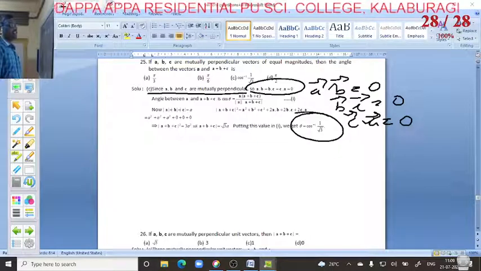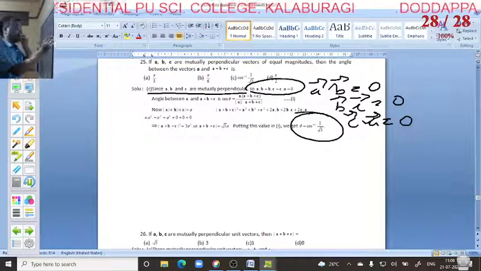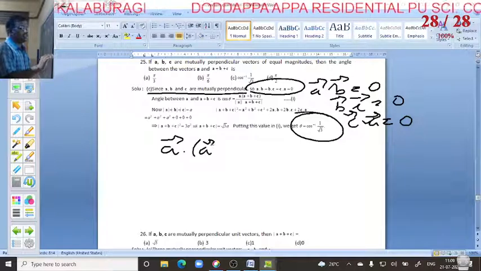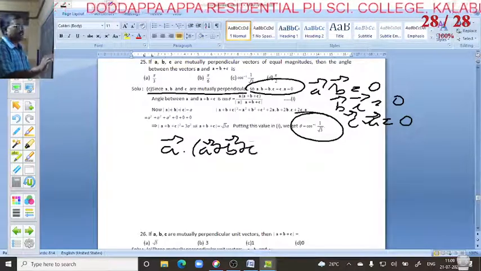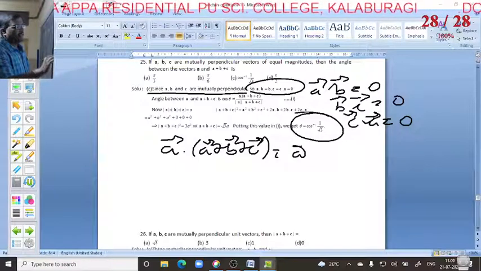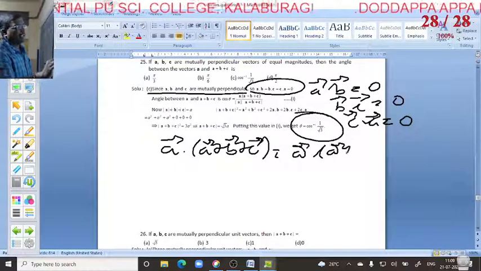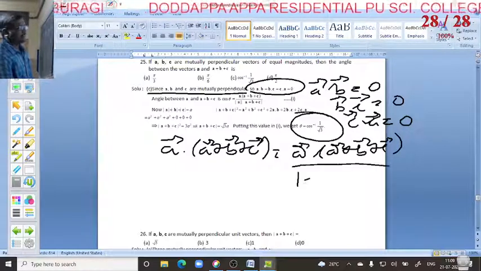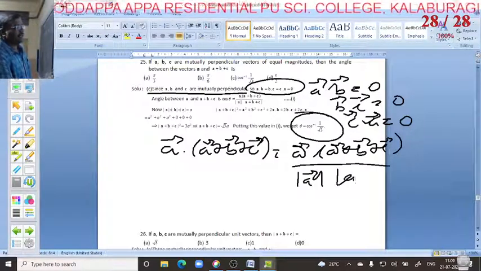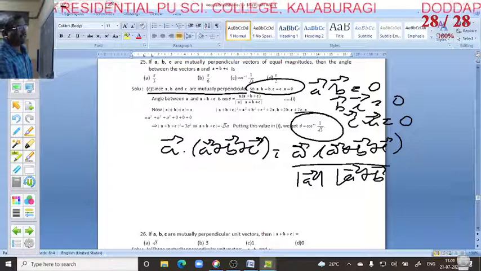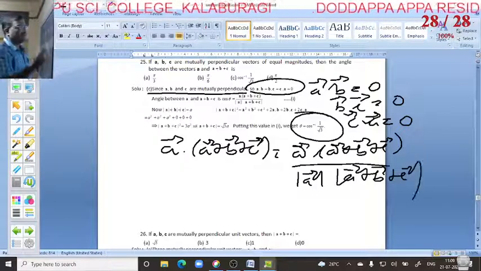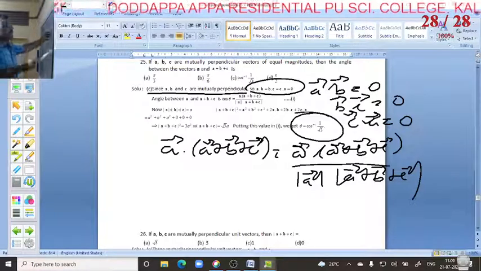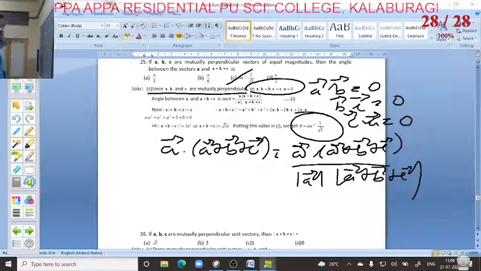Right, so next, the angle between two vectors formula: cos theta equals vector A dot (vector A plus vector B plus vector C) divided by magnitude of vector A times magnitude of vector A plus vector B plus vector C. If you apply this formula, what answer do you get? Cos inverse of 1 by root 3, that is option C.